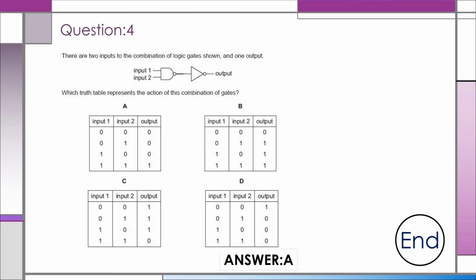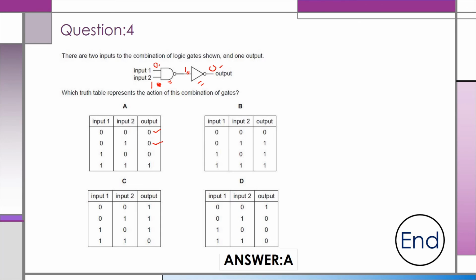Let's see. When the inputs are 0, 0, it is a NAND gate, so the output will be 1. Then it is a NOT gate, so the output will be 0. So the first row is correct. Second, input 1 is 0 and input 2 is 1. For the NAND gate, the output will be 1. So the output of the NOT gate will be 0. So the second row is also correct.